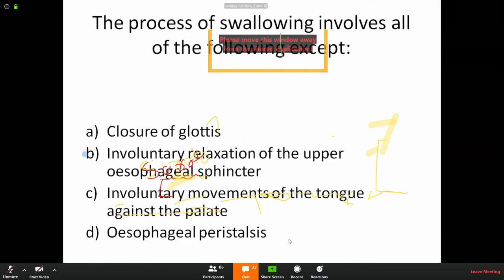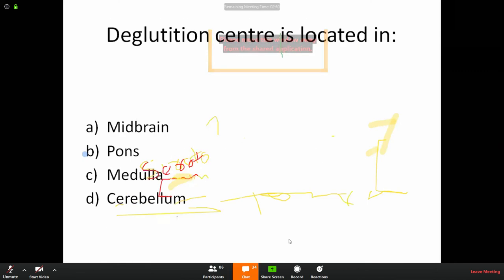But if the option is both, if both come, you have to tick the medulla. If there is pons and medulla like this, you have to tick the medulla only. If there are four options and they consist of pons, medulla, midbrain, and cerebellum, you have to tick the medulla, because mainly medulla is the integrating center. Some lower parts of the pons are also there, but mainly medulla is the integrating center, because most of the centers are present in the medulla.